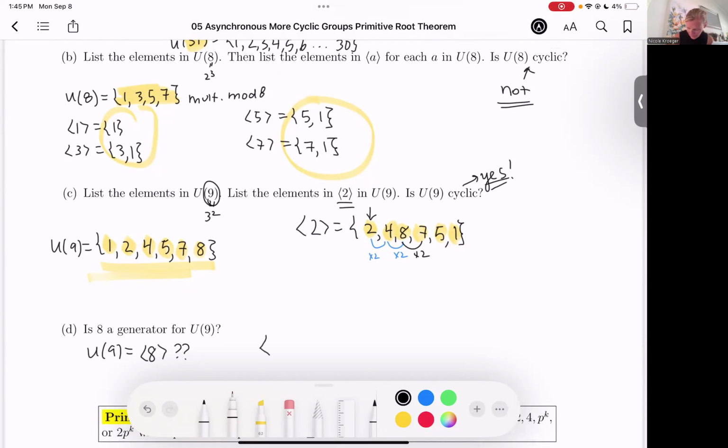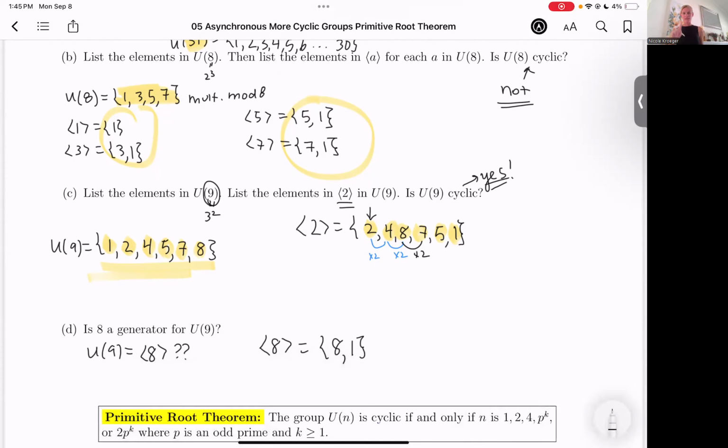Well, let's just look at the set generated by 8. So that's going to be 8. 8 times 8 is 64. 64 is one more than a multiple of 9, so 64 mod 9 will be 1. Once I've got to the identity, I've found everything. So the set generated by 8 just contains 8 and 1. This is not equal to U9, so 8 is not a generator.